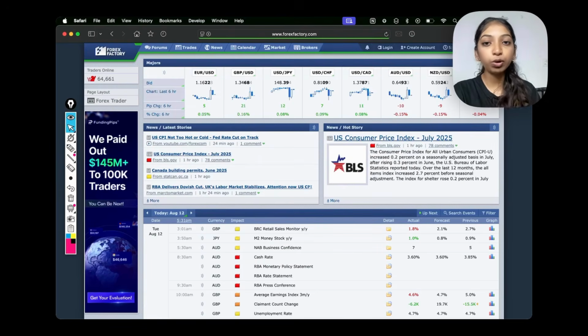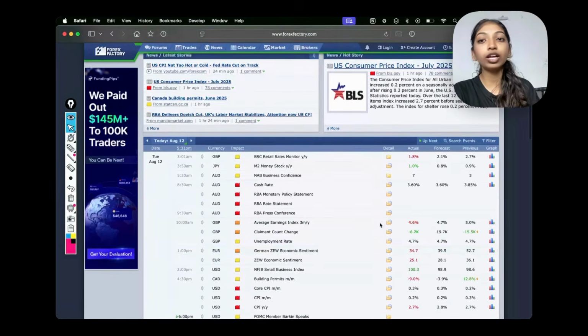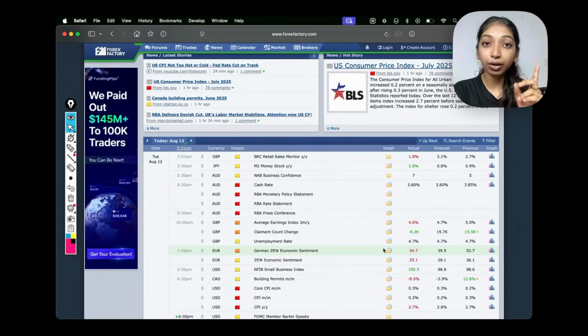Now, I get it. Most people open up Forex Factory, see a bunch of folders and numbers, and go like, what am I even looking at? I understand. That was me when I started as well. Once you understand how to read this stuff, you will understand exactly why price moves so aggressively and how to prepare for it like a sniper and like a real profitable trader.